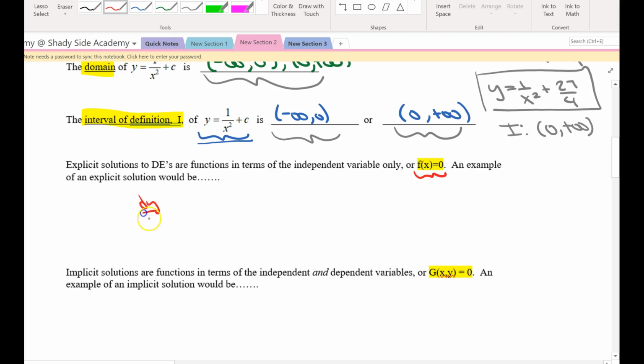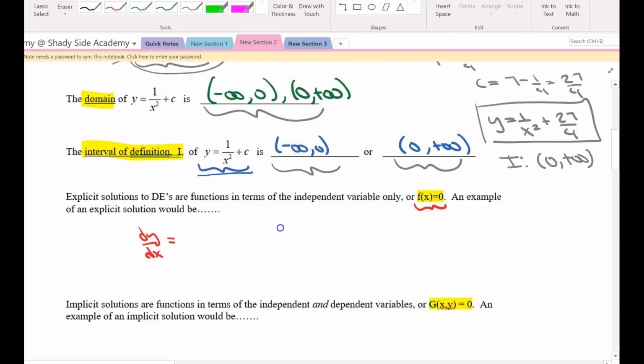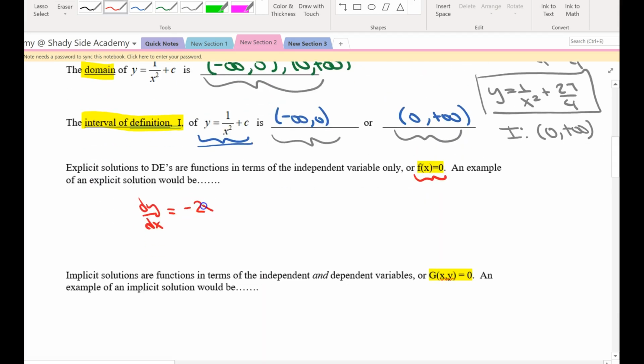If you had dy dx equaling, what was that, did I say? Negative 2x to the negative third, and we get here, y equals 1/x² plus c. Do you see how this is an explicit solution, right? The explicit solution, because the solution is in terms of x only.